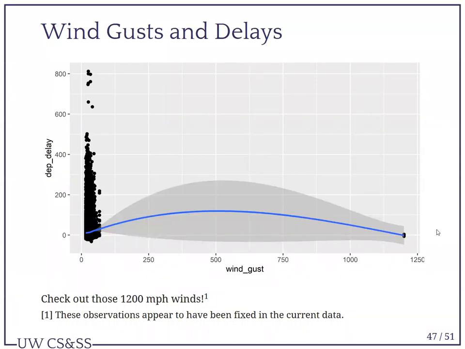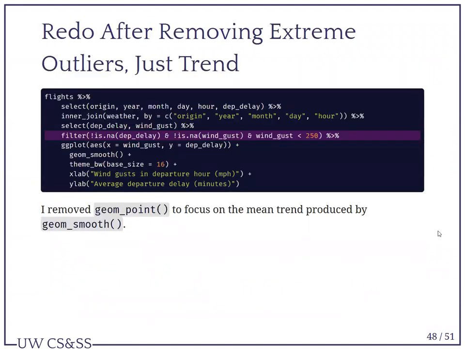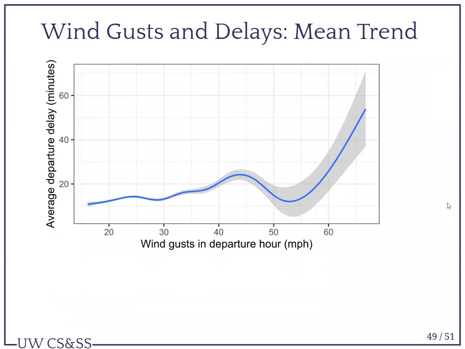Note that you cannot recreate this plot if you just installed NYC Flights 13. They got rid of this kind of thing. But we can redo this after removing the extreme outliers, at least in the data I have. Again, you won't have to go through this part, but here's a piece of code to look at how you might go about getting rid of that kind of point. And I also got rid of the geom point, so you could just look at the trend. And it seems pretty clear what's going on here. When the wind gusts are really high, departure delays go up.